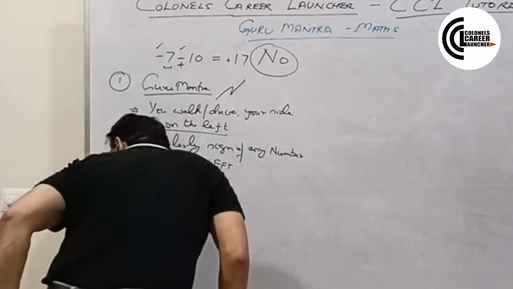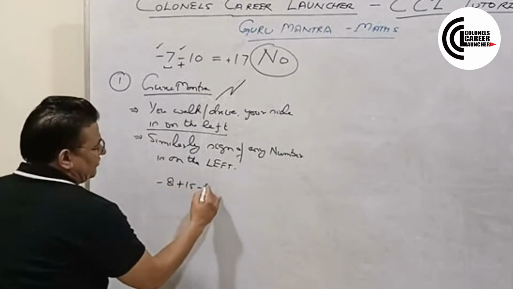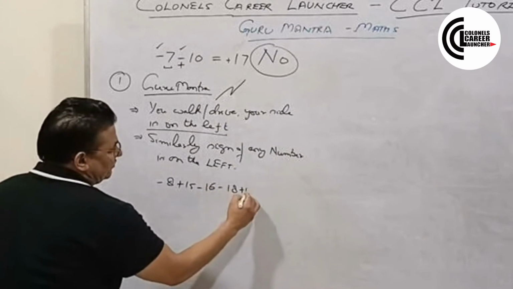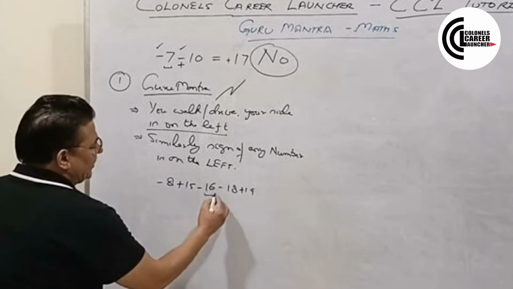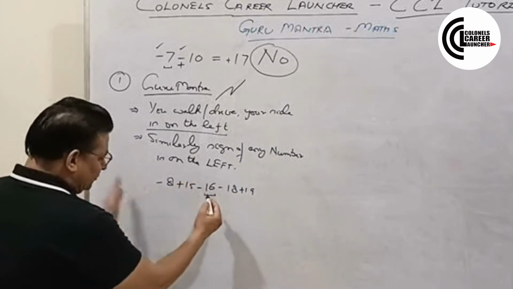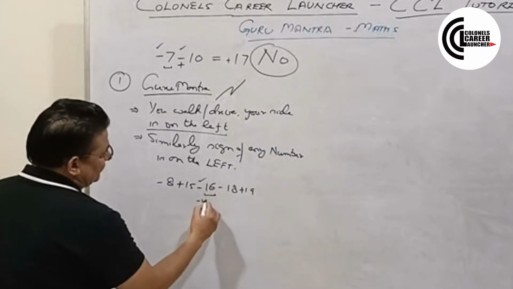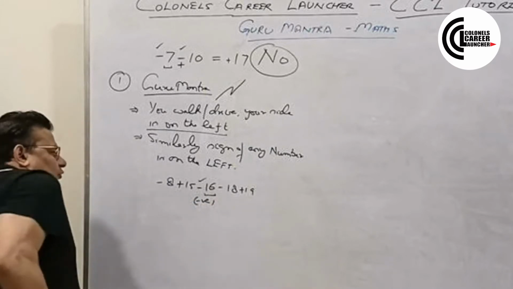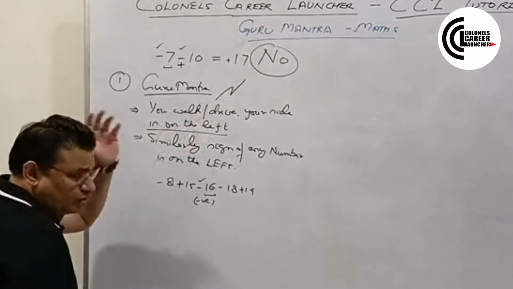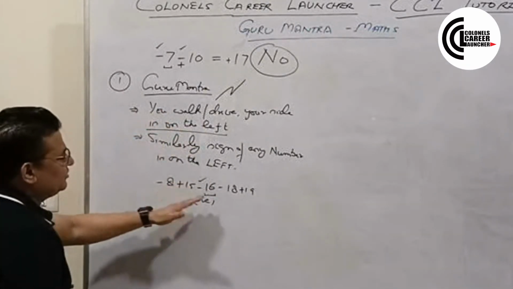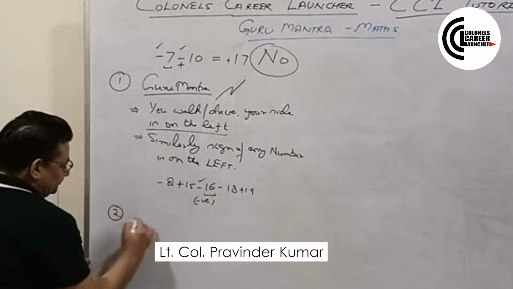Let us say I have the following numbers: minus 8, plus 15, minus 16, minus 18, plus 19. Somebody tells me, what is the sign of 16? So naturally, I'll go to the left and say this is a negative sign. So this is how it's very easy to tell the students. The sign is always on the left. Like, do you walk on the road or drive on the road? Your side is on the left. So the sign of a number is on the left. Second Guru Mantra.